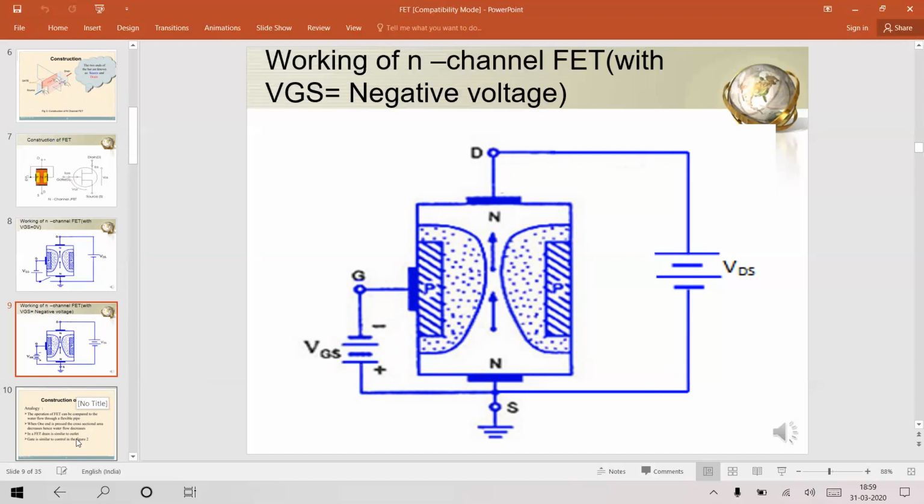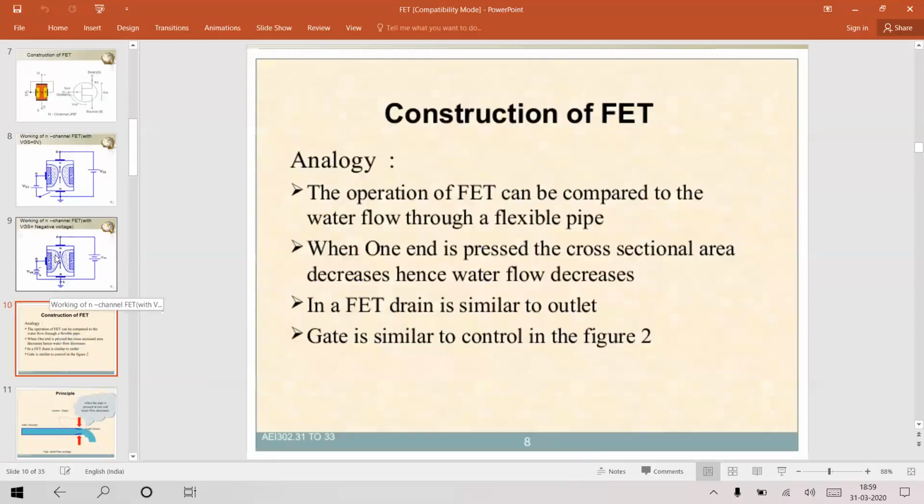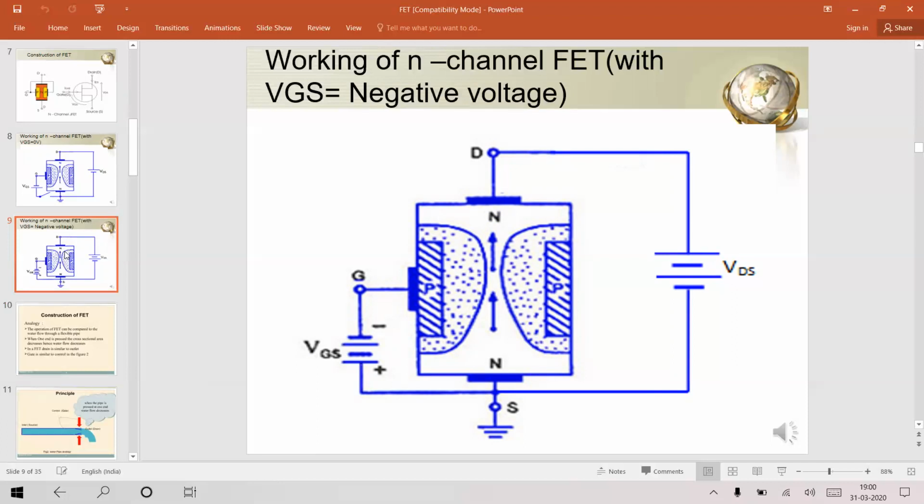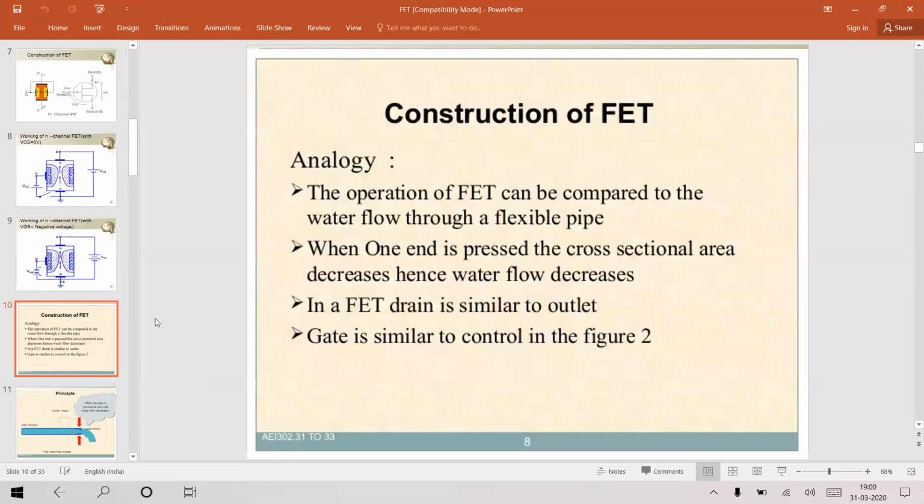So as an analogy, if somebody finds difficulty in understanding the concept or the structure of the FET, let me take an analogy. You can compare the operation of a FET to a water pipe. And in the water pipe, you have a tap in your homes.